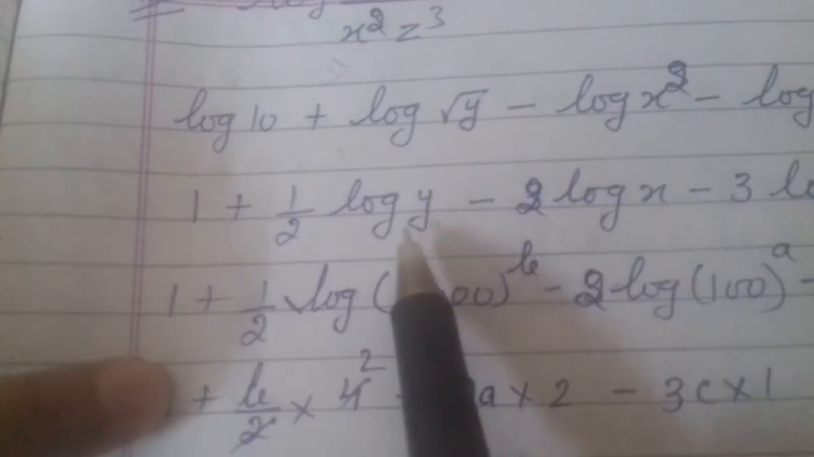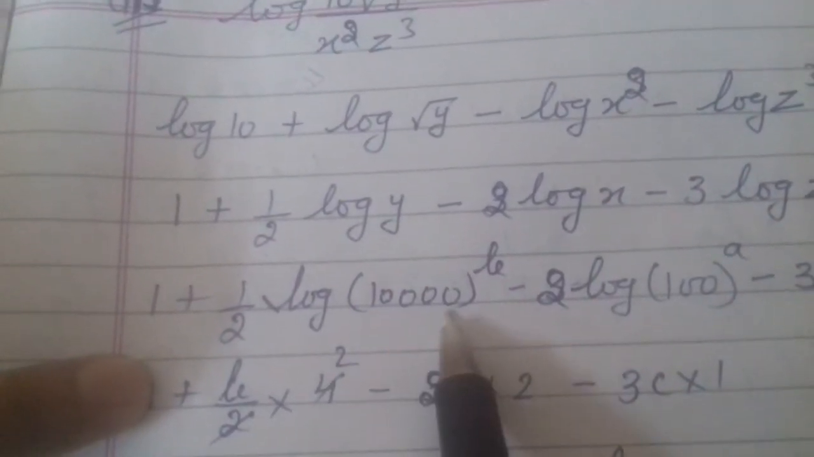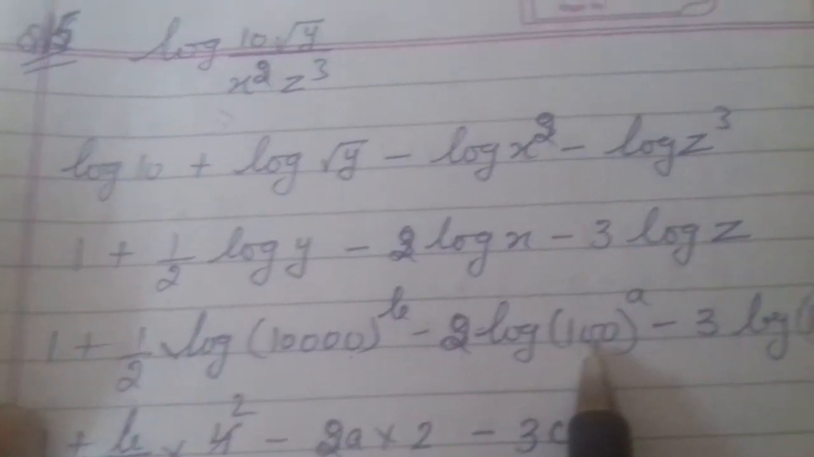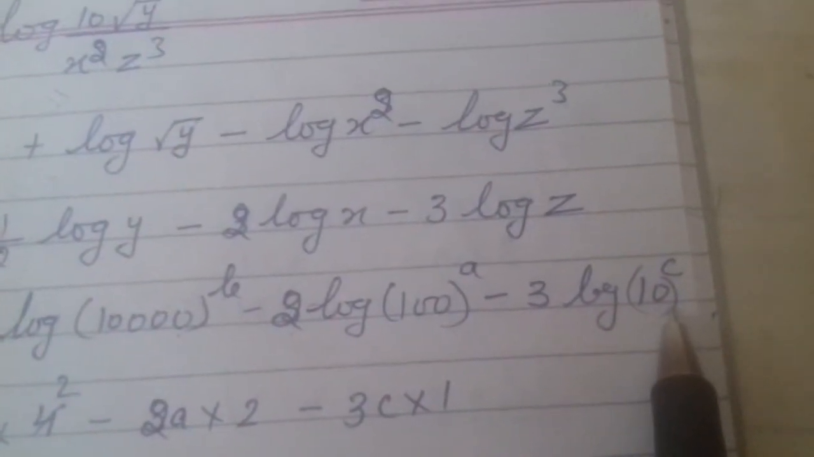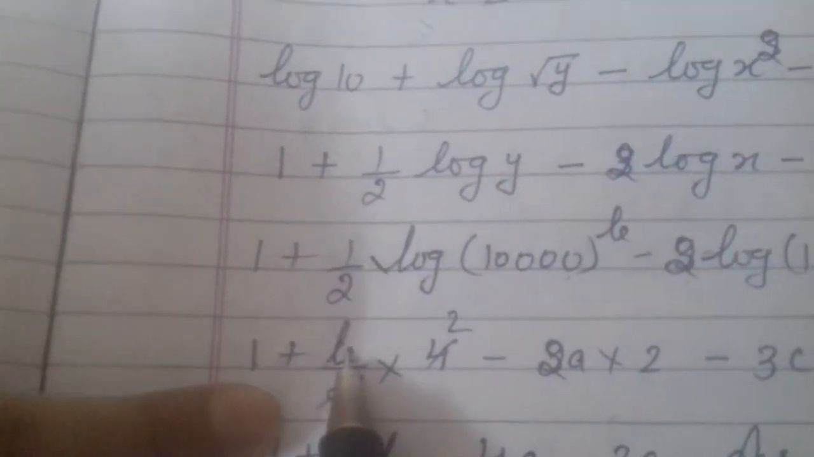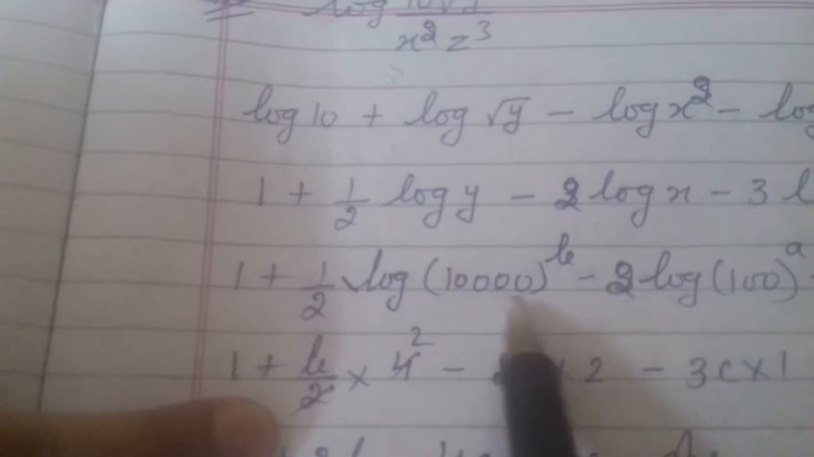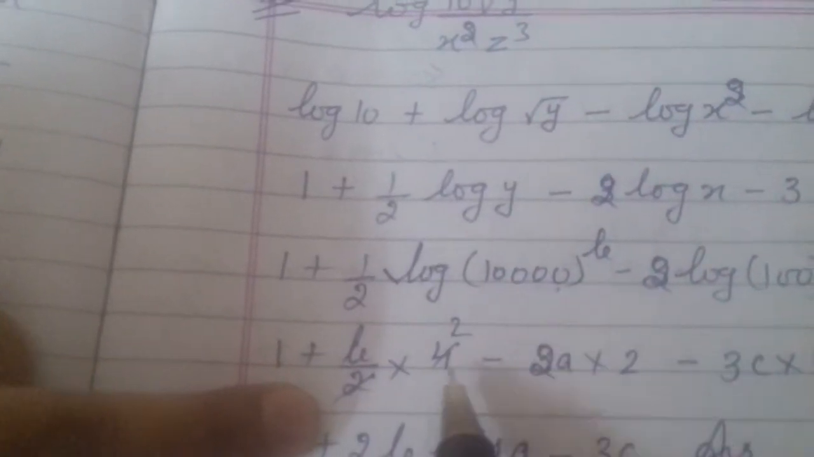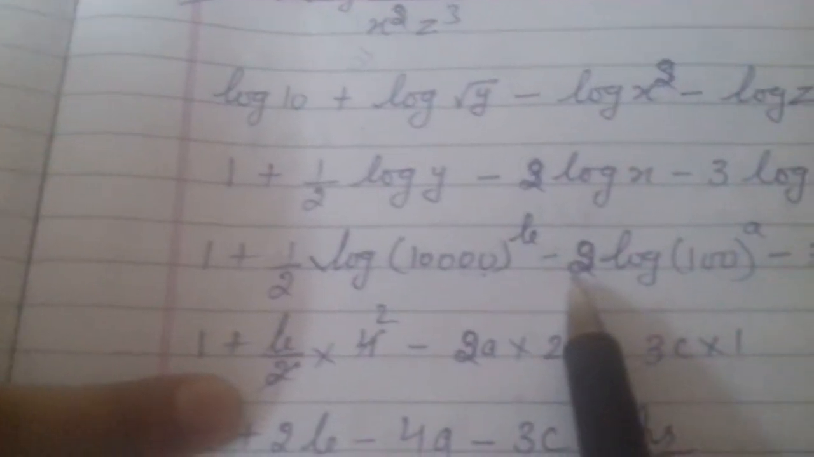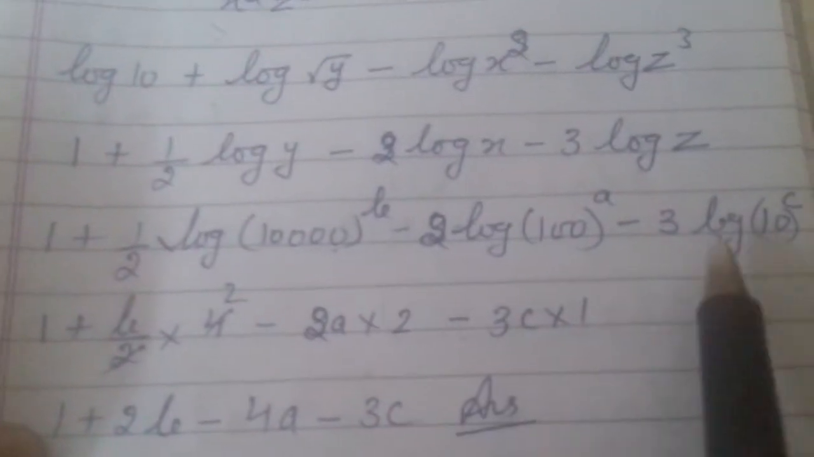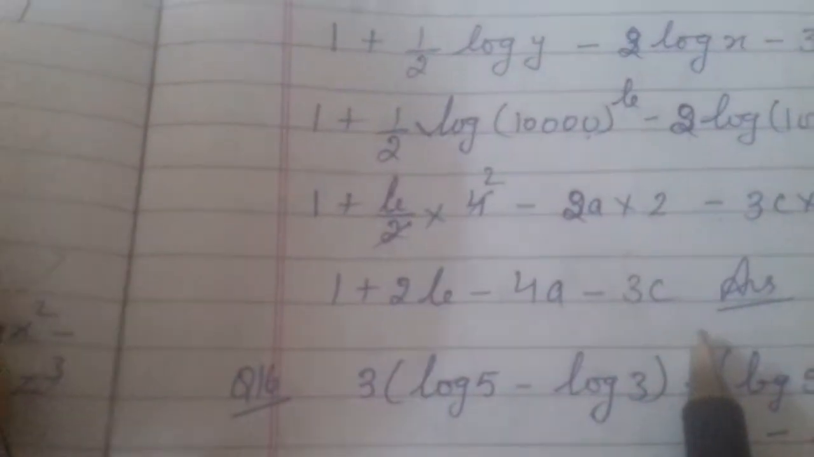1 plus half. Value of y is given. This 1000 raised to the power b, minus log value of x is given in the question. In the same way value of z is also given. So put the values. 1 plus this b can be taken in front, b by 2. Now children, how many zeros are there? 4. So I told you log 10 is 1, log 100 is 2. In the same way this value will be 4. Minus 2, this a will be taken in front into log 100 is what? 2. Minus c will be taken in front and log 10 is what? 1. So this is your final answer.